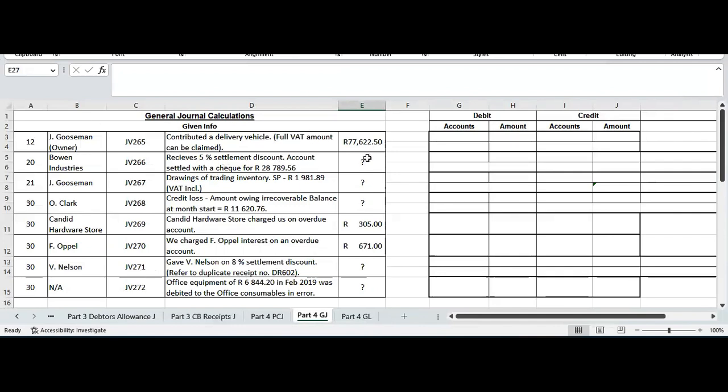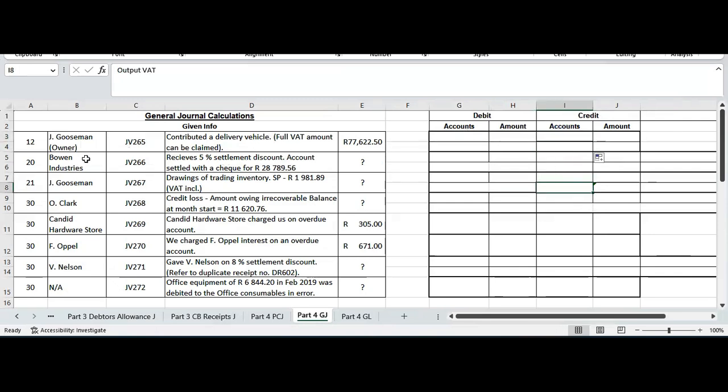Okay. The important thing when you work with a general journal is from the outset, you must know which accounts are going to be debited and which accounts are going to be credited. Just do that. Okay.